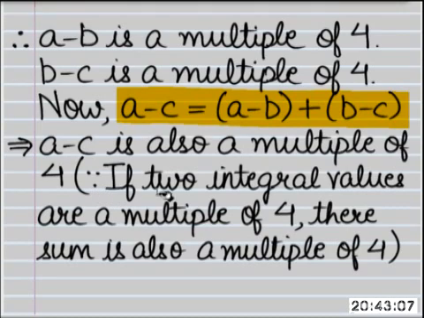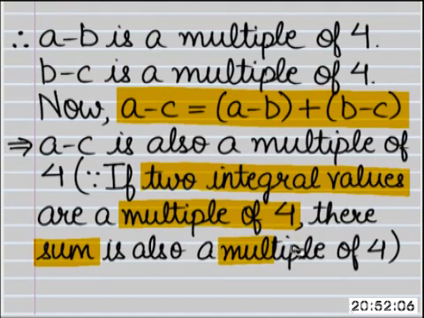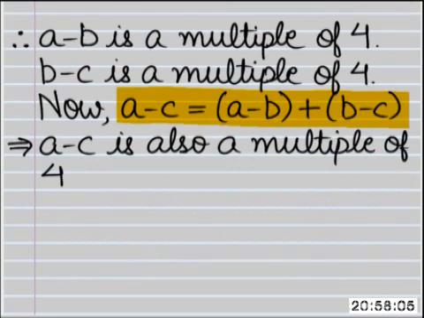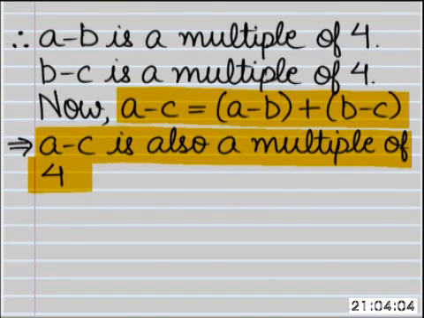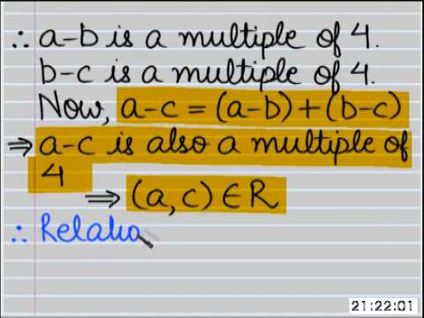Because we know that if two integral values are a multiple of 4, their sum is also a multiple of 4. So we have A minus C is a multiple of 4. This implies ordered pair A, C belongs to relation R. Therefore, relation R is transitive.